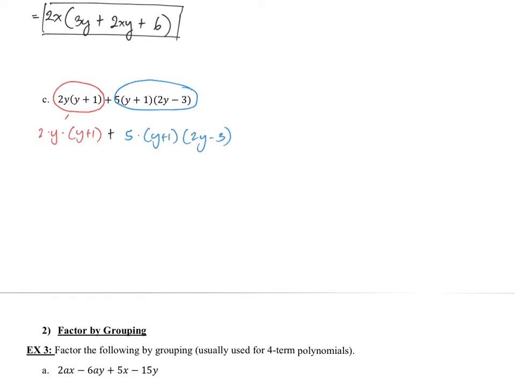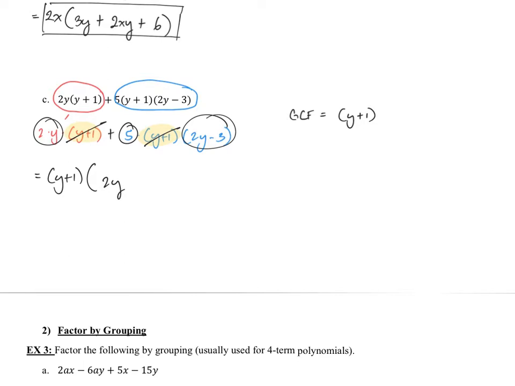So do they have something in common? Well, this one has a 2, but the other one doesn't. Oh, this one has a y plus 1, and that one has a y plus 1. So that is my GCF, the binomial y plus 1. Let's factor that out. And what is left over? Cancel that, we're left with 2y. Cancel that, we're left with 5 times (2y minus 3).